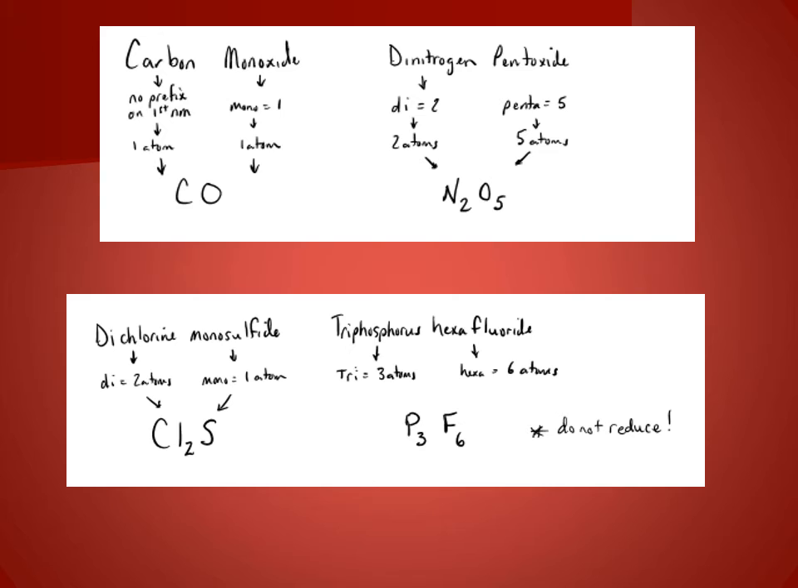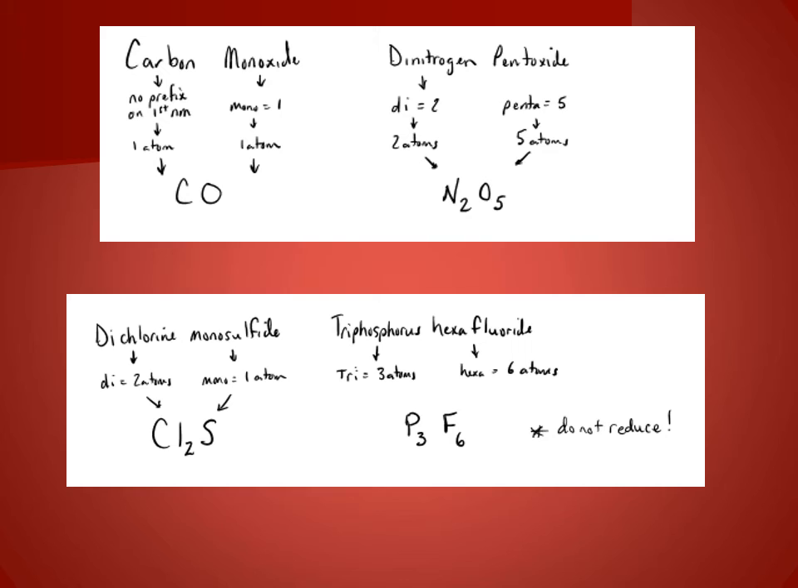Here we have dichlorine monosulfide. Di means 2 atoms, so Cl2. Monosulfide is 1 atom, so there's S, so Cl2S. And then lastly over here we have triphosphorus hexafluoride. Well, tri is 3, hexa is 6, so 3 atoms of phosphorus here, P3, 6 atoms of fluorine or fluoride, F6. Notice, do not reduce. Do not reduce this. I know the 3 and the 6 could offer that, but don't do it.